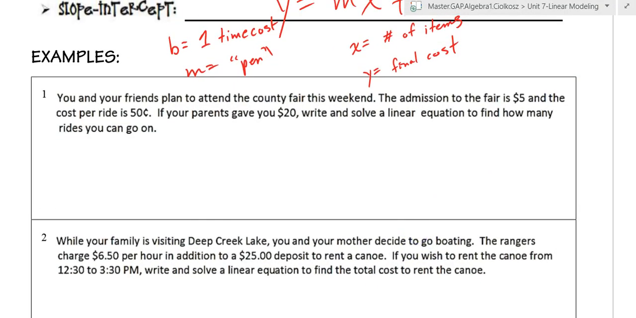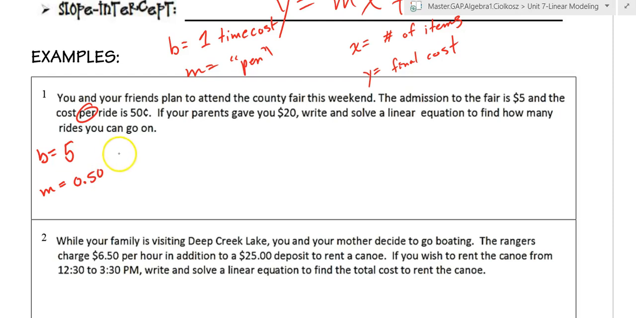You and your friends plan to attend the county fair this weekend. The admission to the fair is $5, and the cost per ride is 50 cents. Let's go ahead and see what we know from that sentence. So, I paid $5 for admission. I'm going one time, so that's a one-time cost. That's going to be my b. The cost per ride, 50 cents. So I see the word per, so that means my m there is 0.50.